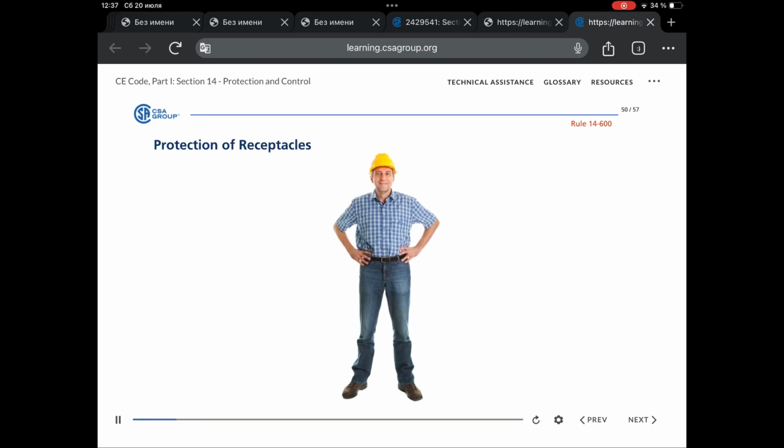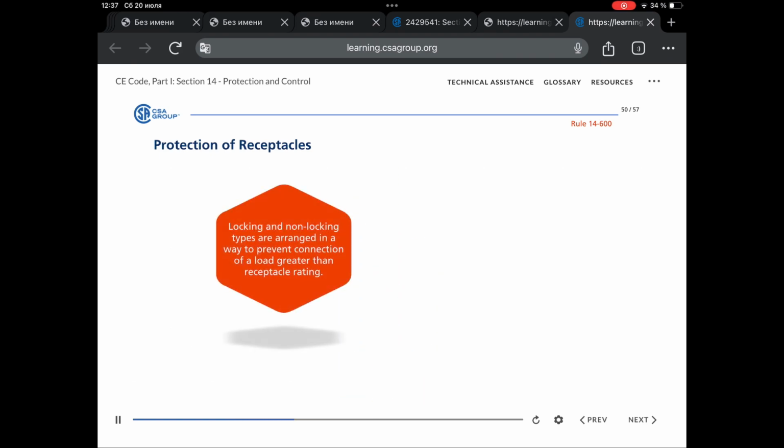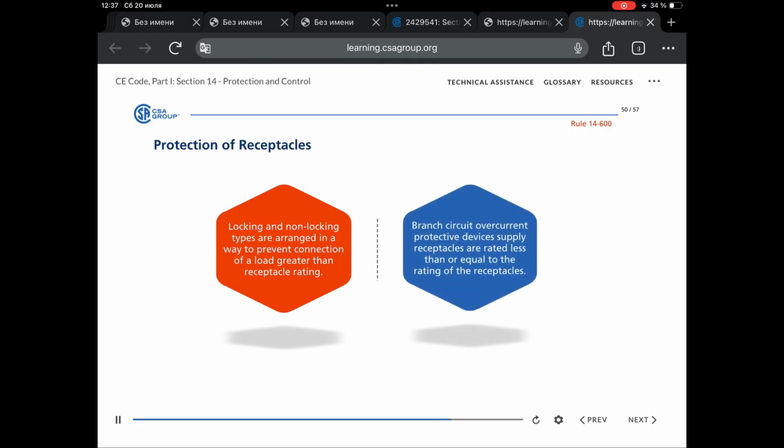Receptacle configurations are standardized according to voltage and ampere ratings as shown in diagrams 1 and 2. Configurations for locking and non-locking types are arranged to prevent the connection of a load greater than the rating of the receptacle. Branch circuit overcurrent protective device supply receptacles are rated less than or equal to the rating of the receptacles.